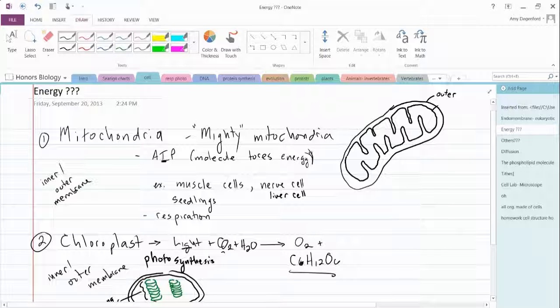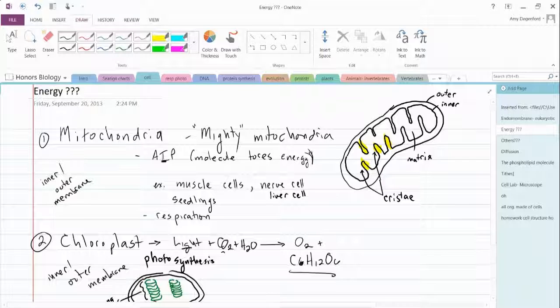So we have the outer membrane, we have the inner membrane, and then we have the inside, which is called the matrix. Now, the folds also have a name. So these folds that stick out, they're called the cristae. So I'll go ahead and label this one, and then I'll put an arrow to that one as well. They're called the cristae. And again, it's very unique to the mitochondria.